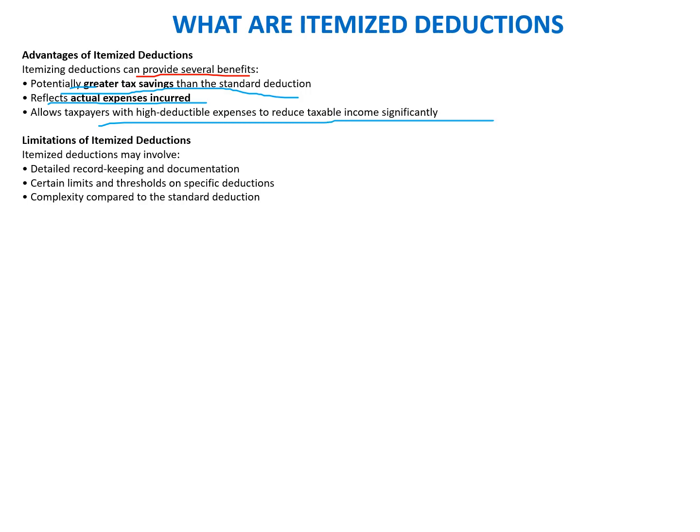But what are the limitations here? So we have some limitations here. Detailed record keeping is required and documentation is required. Certain limits and thresholds apply to specific deductions, and there is complexity compared to the standard deduction, because standard deduction is simple, plain, because that is a limit which is being fixed by the IRS. They simply have to understand their filing status and then claim the limit which is being set by the IRS. It's easy for an individual to claim the standard deduction. So we'll move to the next slide then.